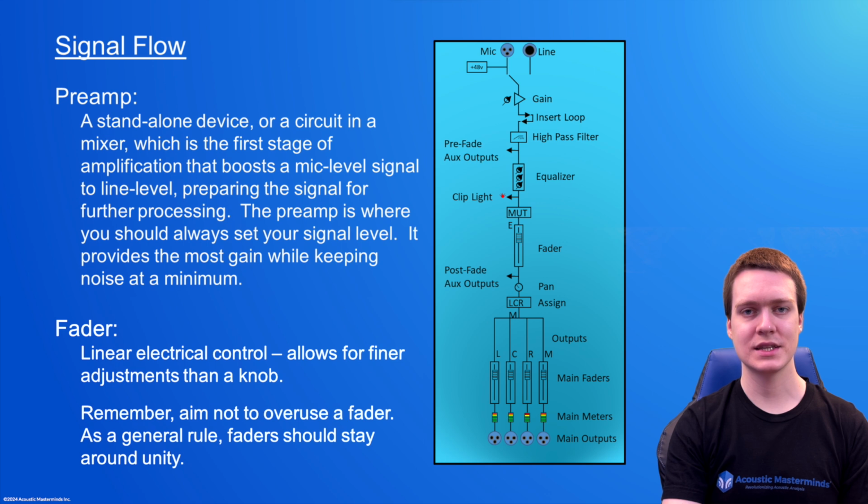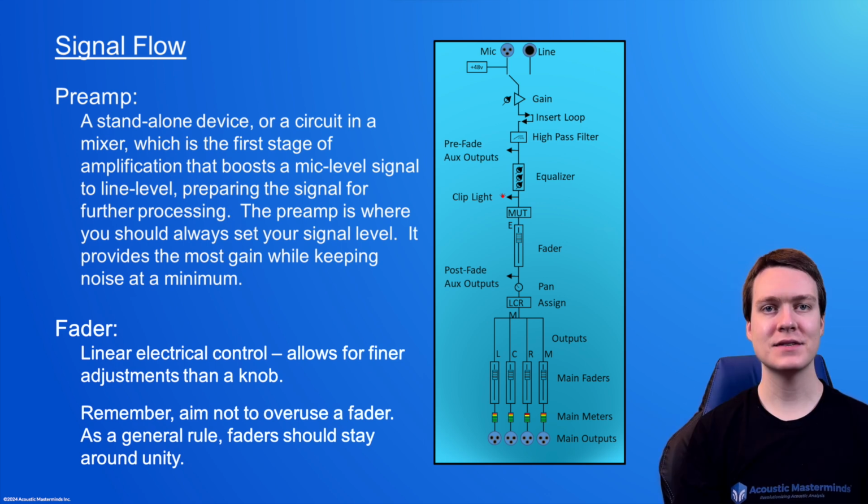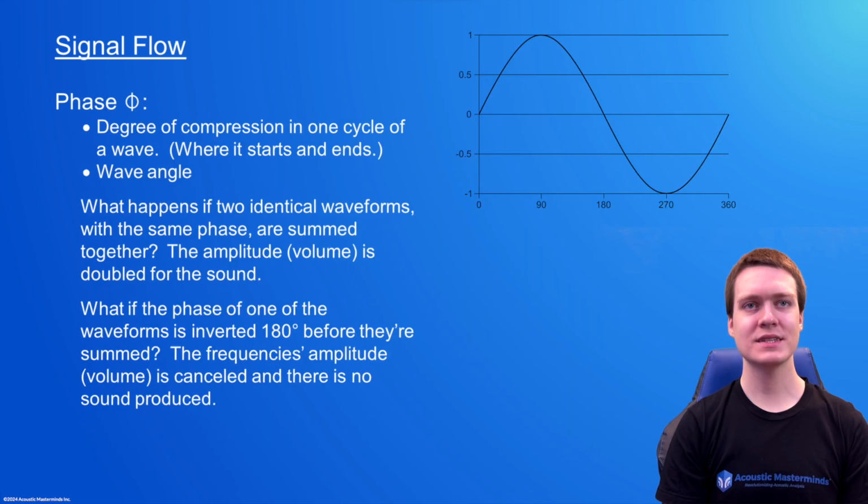A fader is a linear electrical control that allows for finer adjustments than a knob. Since faders are logarithmic, a small fader adjustment around unity gain can finely adjust the signal level. The same physical adjustment of a fader towards the lower section will change the signal level by a much greater amount.